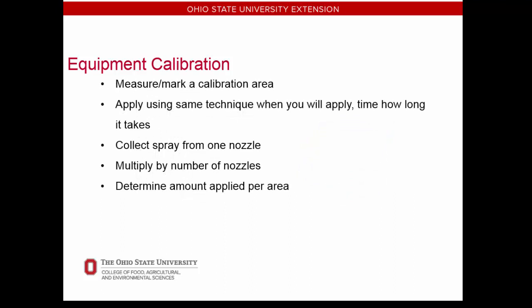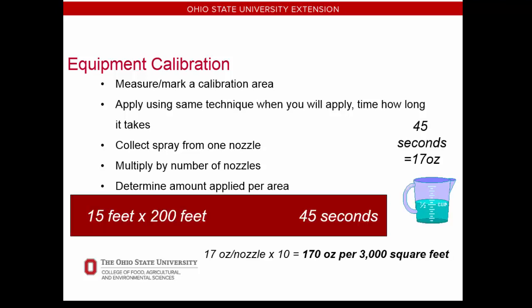Let's look at the basic steps to calibrate a sprayer. First, measure and mark your calibration area. Next, fill the sprayer to at least half full. Time how long it takes you to cover the calibration area using the same techniques as when you would spray the product. For that same length of time that it took to cover the application area, collect the spray from a nozzle. Multiply by the number of nozzles on the boom. Measure the spray width of your boom and multiply by the calibration course. You're done. You have determined the amount of spray delivered to a known area.